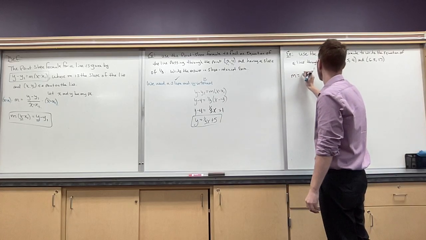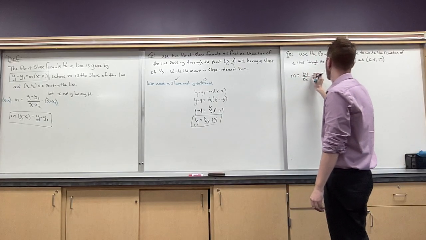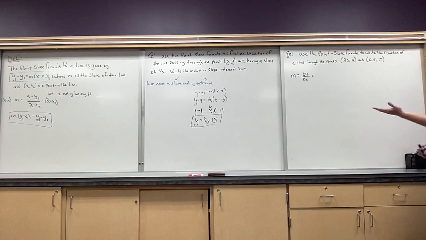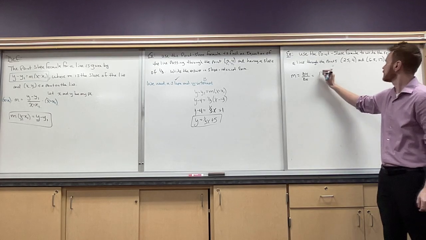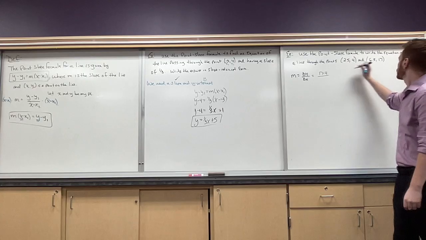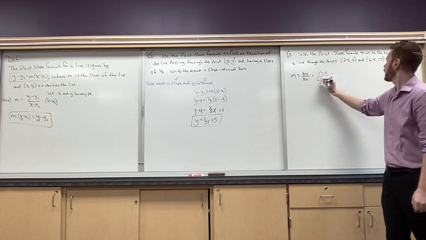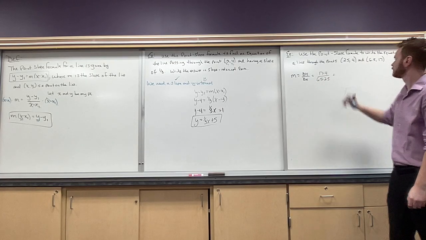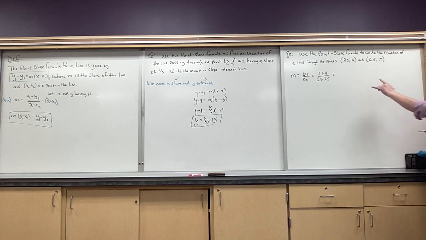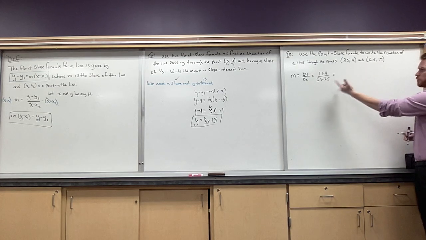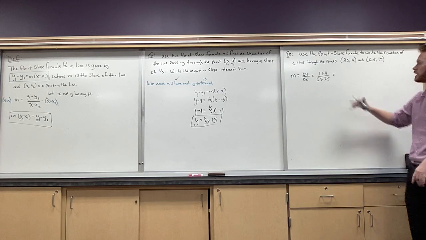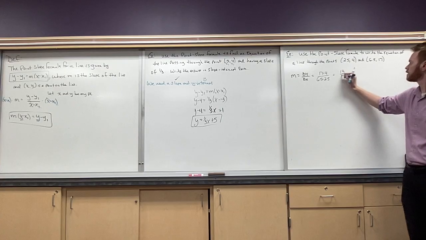So m is equal to our delta y over delta x. Remember, that just means the change of y's and change of x's. So the change of y's would be 17 minus 4. Change of x's would be 6.5 minus 2.5. By the way, you could flip these with your first or second point. You're going to get the same conclusion for it. So in the top we get 13, and the bottom we get a 4.